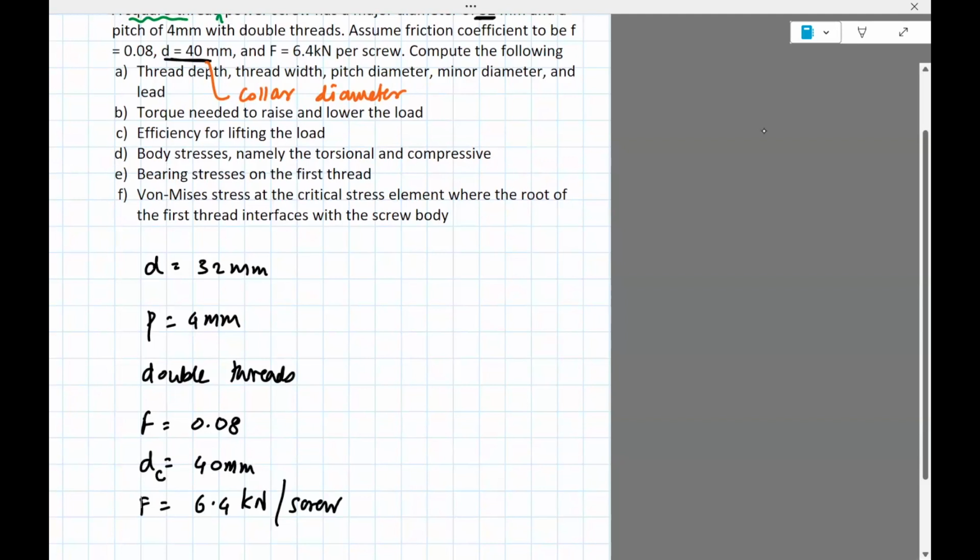Okay, so all those things are given, and we have a bunch of things to calculate. Let's go over them one by one. This is, as I said, applying all the theory which we have talked about so far. So: thread depth, thread width, pitch diameter, minor diameter, and the lead.